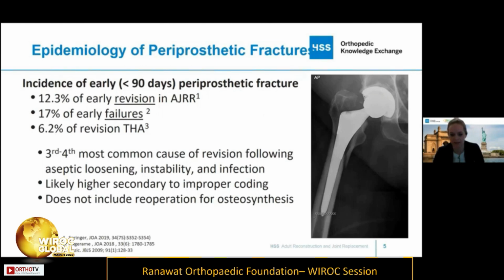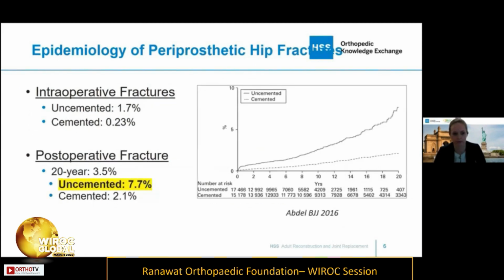I would argue that that's an underestimation of where we are at today. We know aseptic loosening, instability, and infection are really common causes of revision, and fractures usually fall lower down on that list. But I think as more and more uncemented stems are being put in older patients, the rate of this is going to go up and up. And I don't think that we fully account for the problem because in our registry data, we're not incorporating reoperation for fixation. We're just incorporating revision reoperation. So I think it's a growing problem. It's something that we should be paying attention to more and more.